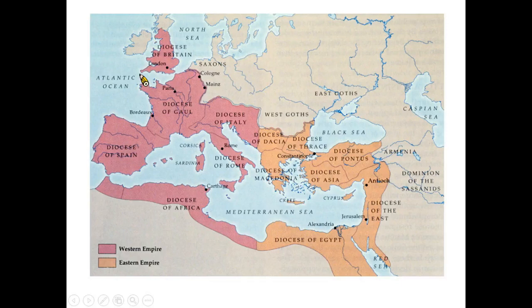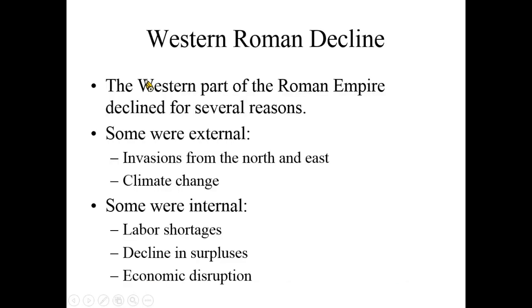In the year 395, it became clear that the Roman Empire was simply too large to manage from one place, and so it was divided into two major sections, the Western Empire and the Eastern Empire. We'll be focused on the Western Empire, which of course covers most of modern-day Europe. The Western Roman Empire entered a period of decline. This decline happened for a number of reasons, some of which were external and some of which were internal.